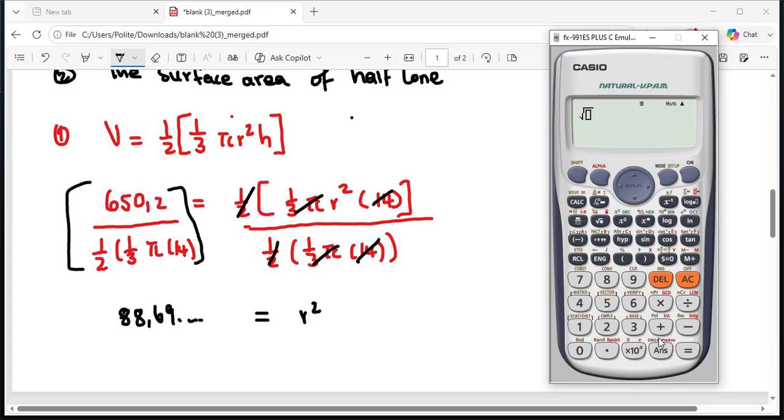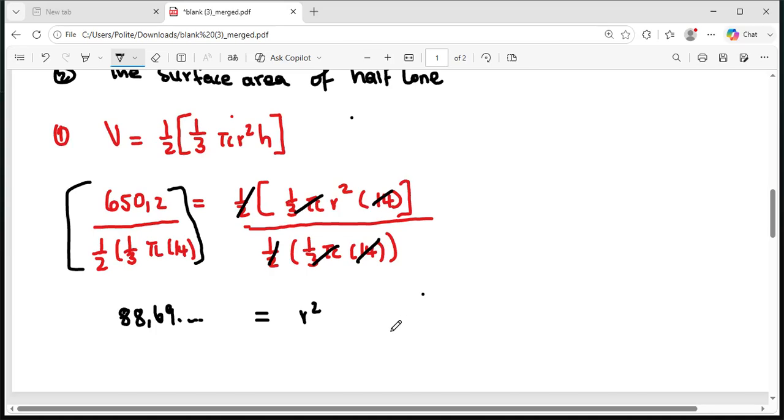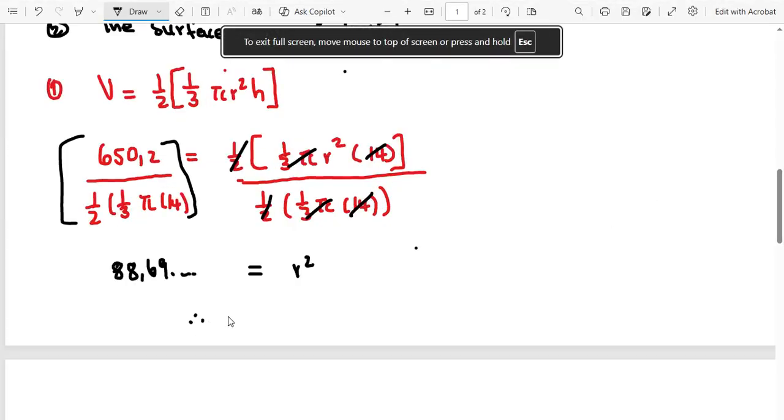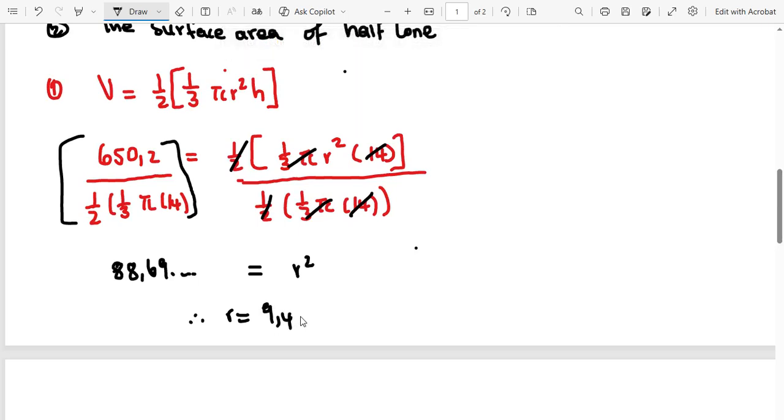Let's take the square root of both sides. The square root of the answer is 9.42 if you round it off to 2 decimal places. So by square rooting both sides, we get r. Therefore, your radius is just 9.42 centimeter. So this is an exam type question, okay?